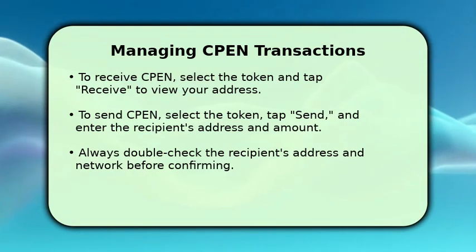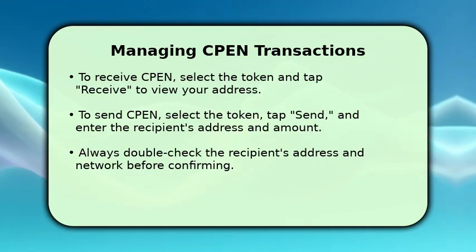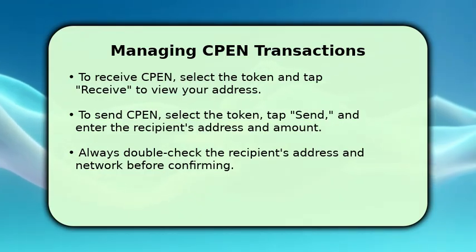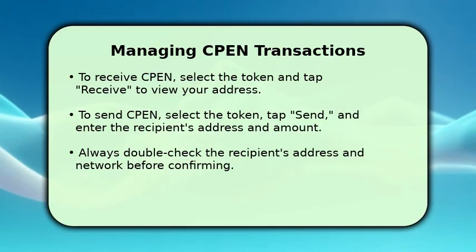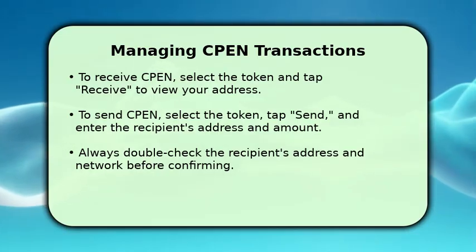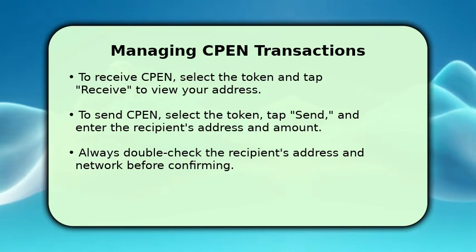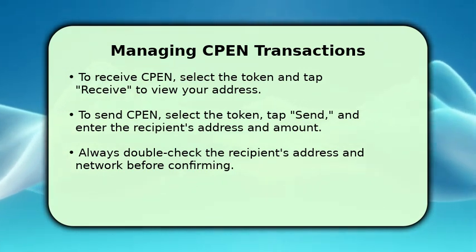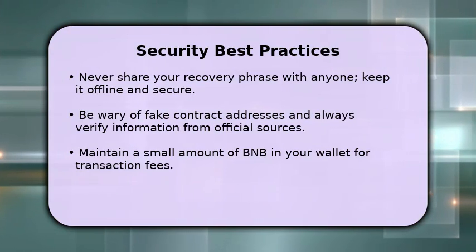Managing your CPE tokens is straightforward. To receive CPE, simply select the token from your wallet list and tap the Receive button. Your unique wallet address will be displayed, which you can share with the sender. When sending CPE, select the token, tap Send, then input the recipient's wallet address and the desired amount. Always double-check the recipient's address and ensure you are on the correct network before confirming any transaction to prevent irreversible loss.